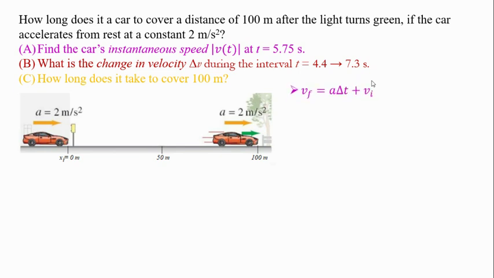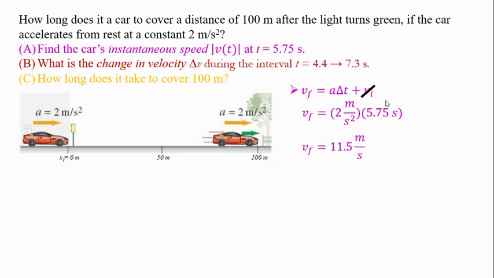The easiest way to do part A is just to use this kinematics equation for final velocity. Final velocity is equal to a times change in time plus the initial velocity. But in this particular case, the car starts at rest, so I will go ahead and cross that out. My acceleration is given as 2 meters per second squared. The time here is 5.75 seconds. So if I just plug those two values in, I'm done with part A.